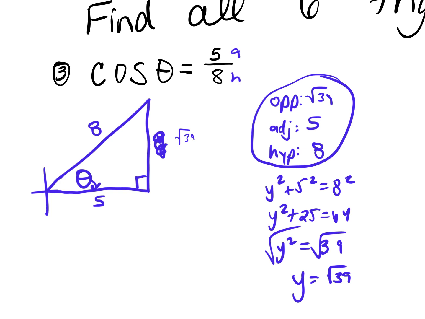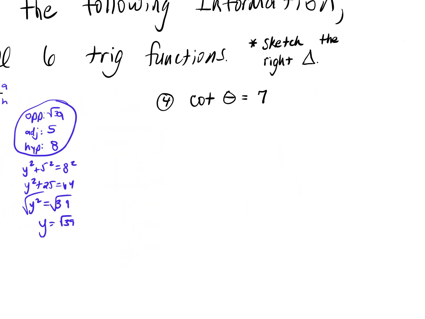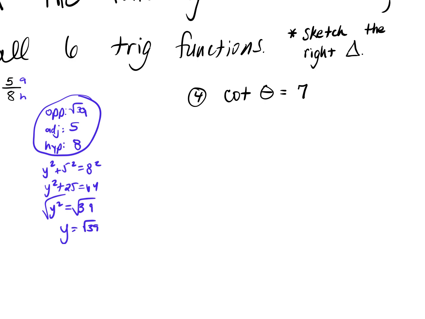You can find all 6 trig functions, right? Just by giving the value of one trig function, you can find all of the other information. You just have to know how to problem solve to get through that. So I'll do this whole one here, and then we'll move on. Again, to find all 6 trig functions, you would do opposite over adjacent, that sort of thing.